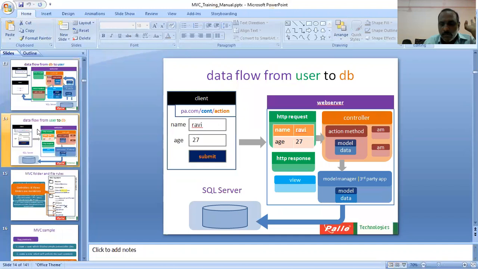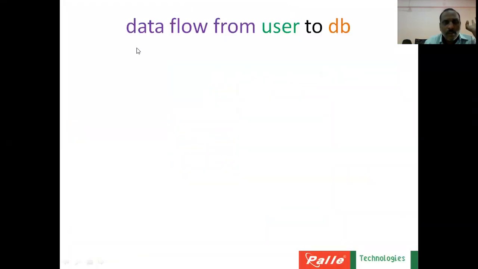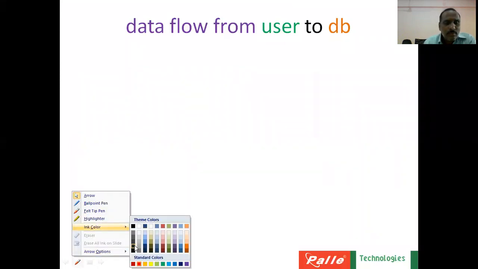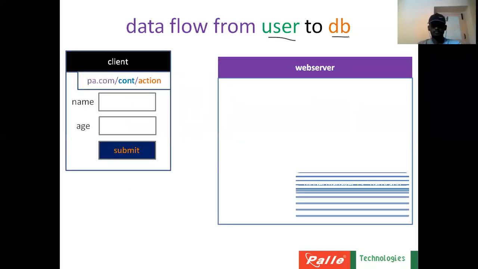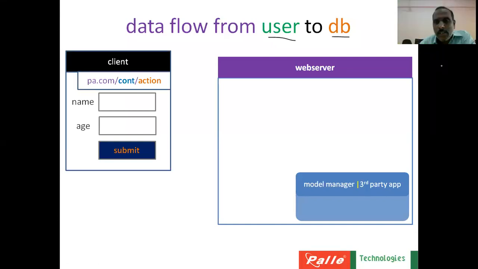Now let us see the next data flow sequence. The second sequence is sending the data from user to database. Now let us see how it happens in MVC applications. Let us say I already got some view's output in my browser. Now let us say in the browser the user is able to see a name text box, an age text box and a submit button. You assume that this output already came from some view present in the web server.